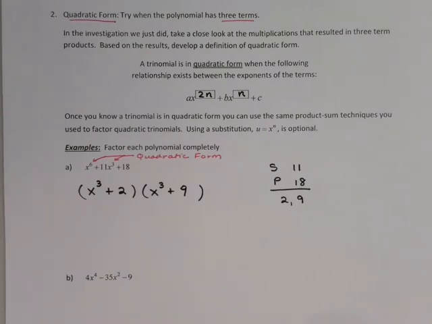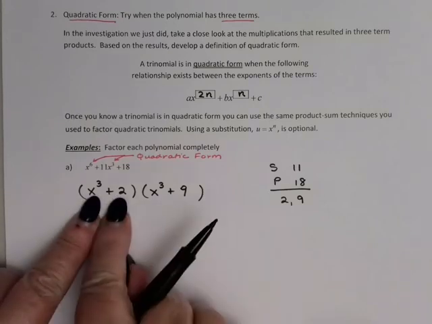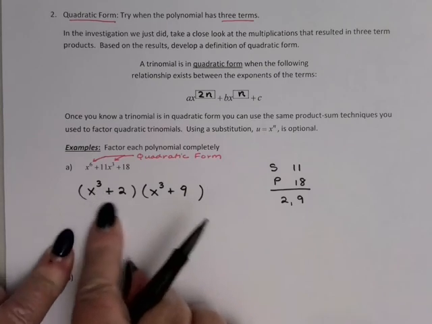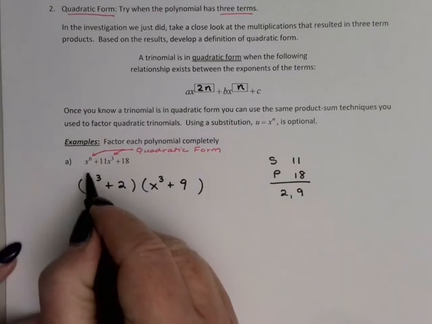I should ask myself whether I can go any further, and I think the answer here is no. That's a perfect cube, but 2 is not, so that's not a sum of cubes. And the same argument here. 9 is not a perfect cube either. So I'm finished.